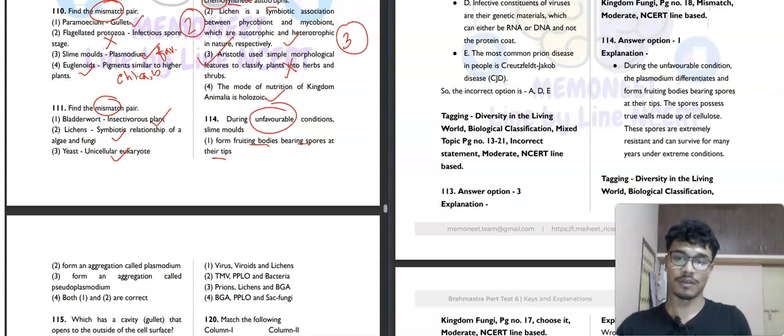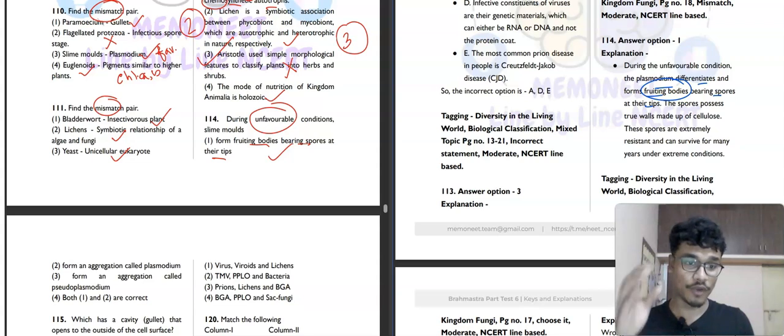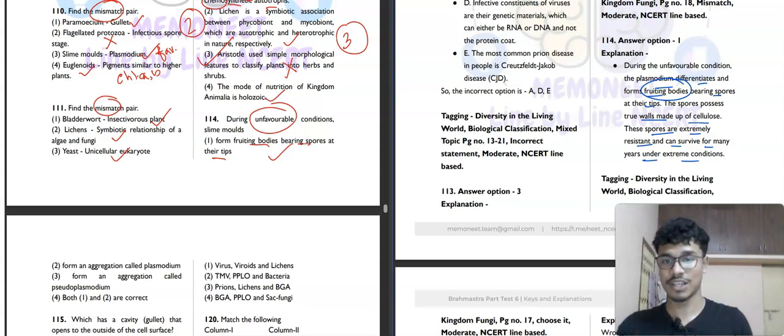This is the correct one, because during unfavorable condition the plasmodium differentiates and forms fruiting bodies bearing spores at their tips. And why do they form fruiting bodies? Because the spores possess true walls made up of cellulose, and the spores are extremely resistant so that they can survive for many years under extreme conditions. So first option is our correct answer here.